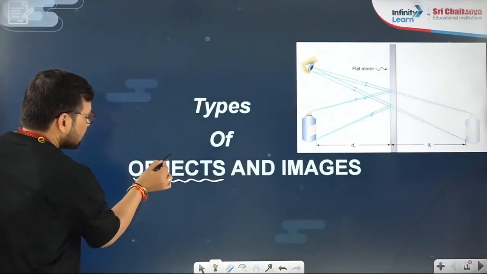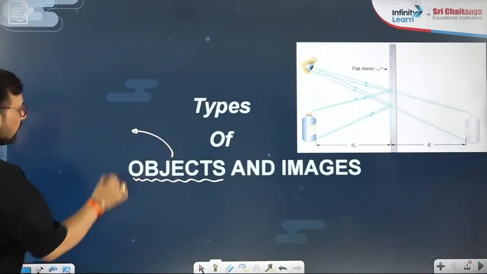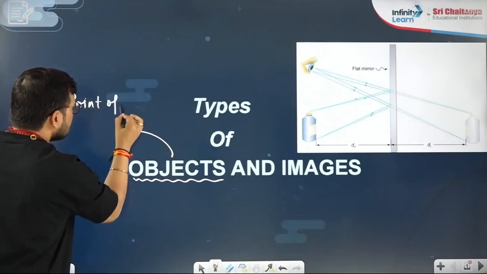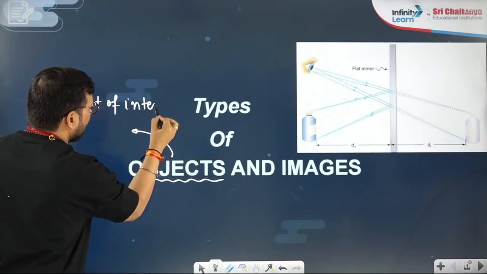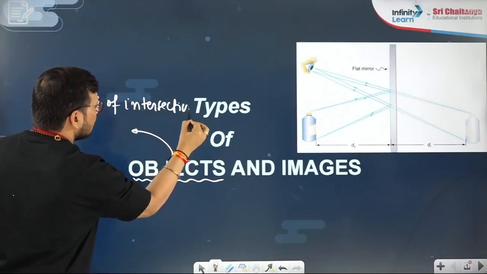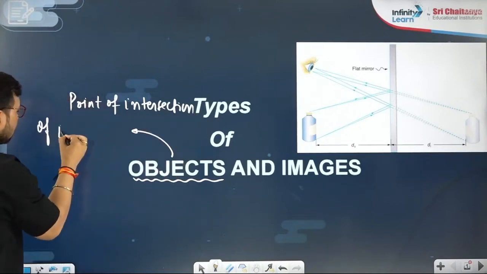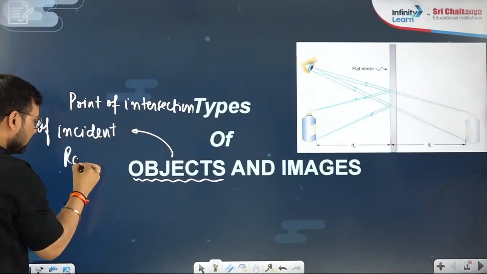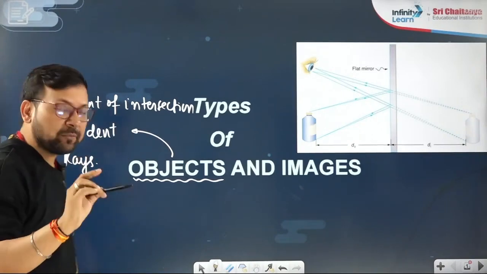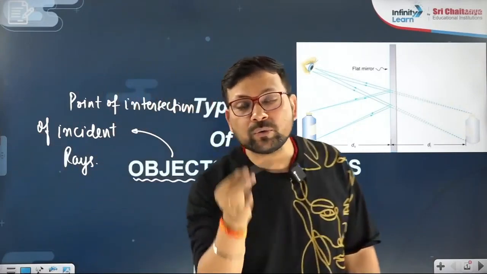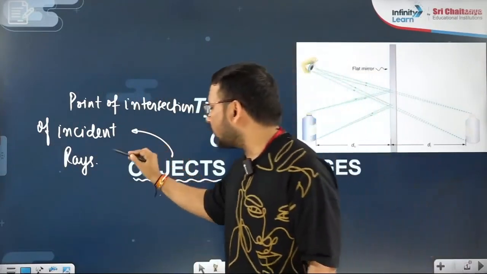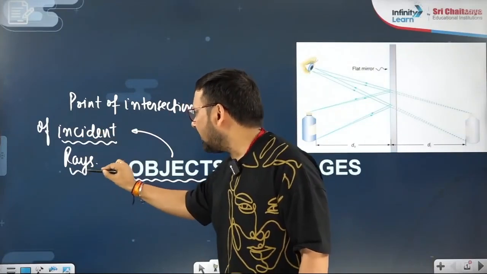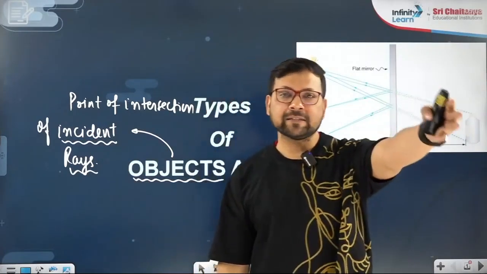The point is, when we say object, what is an object? Object is the point of intersection of incident rays. And then a very simple fundamental is cleared. If I want to decide the object, I have to decide it according to the incident rays. I cannot see something and say this is an object.